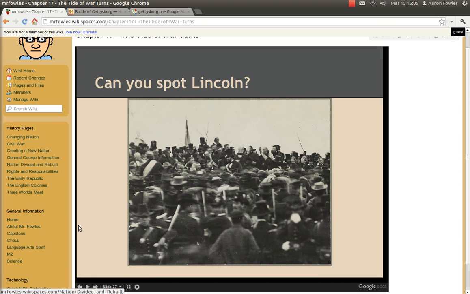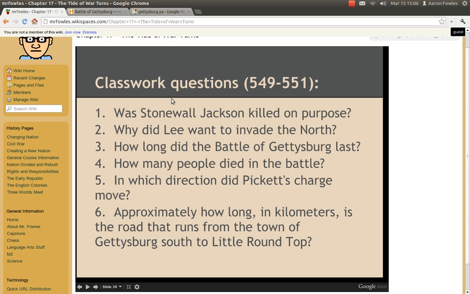And this is just kind of fun. If you can spot Abraham Lincoln, there's the only picture of him at Gettysburg, and that's where he is right there. He doesn't have his top hat on. And then these are some questions from our textbook, 549, 551. You can look them up, copy them, and write the answers.